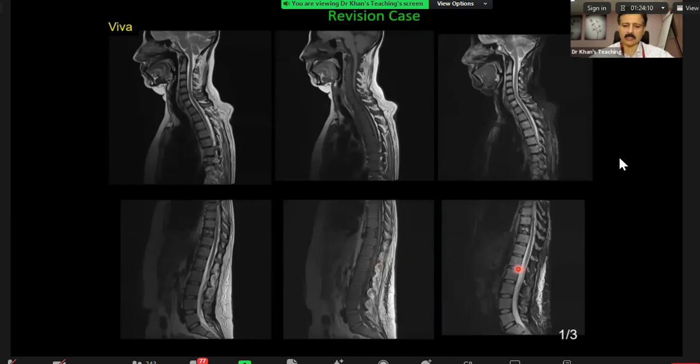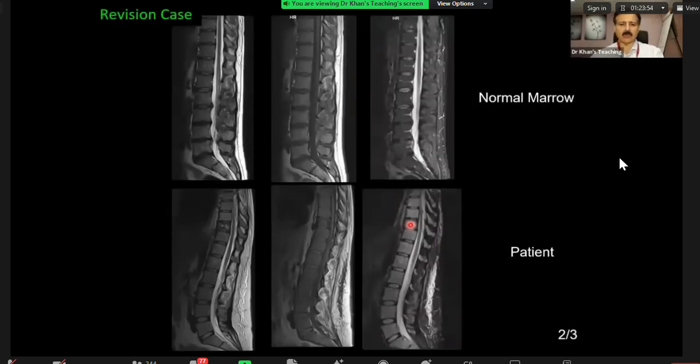Then look at the STIR. T2 is rubbish, absolutely, for marrow. Don't go to T2. Go to STIR. On a usual STIR, it will be low signal, and this is high signal. Whole of the marrow is abnormal. So the eye sees what the mind knows.